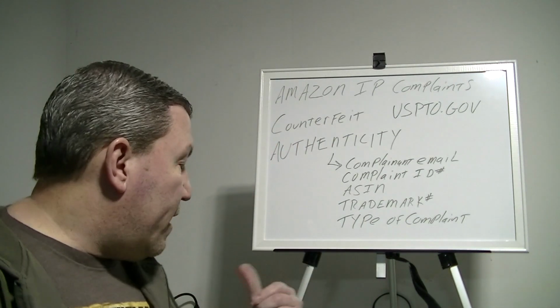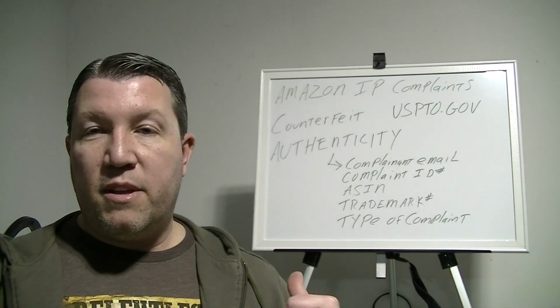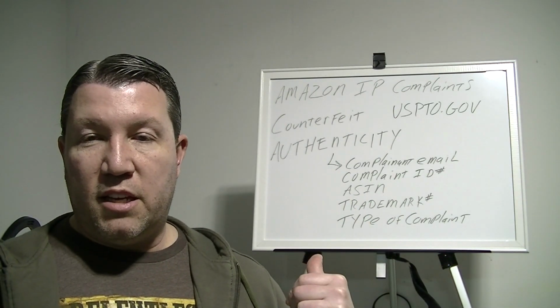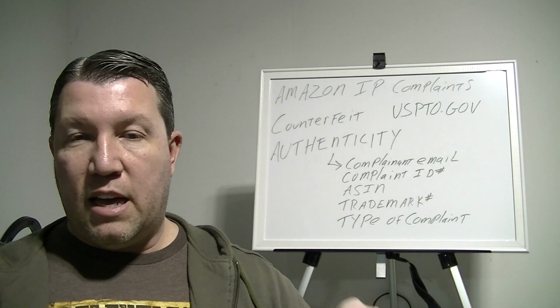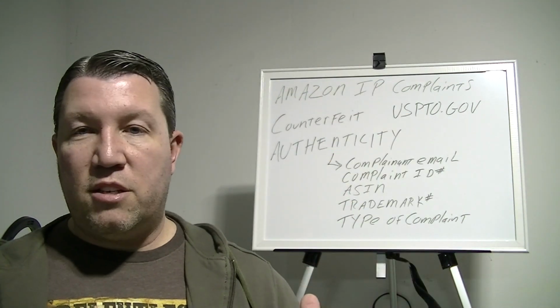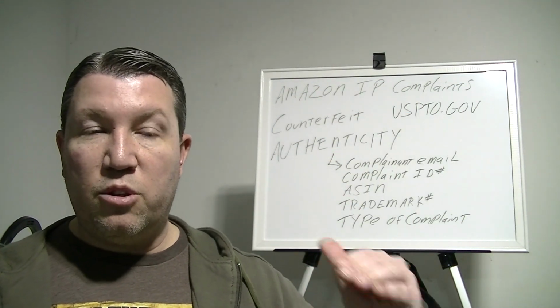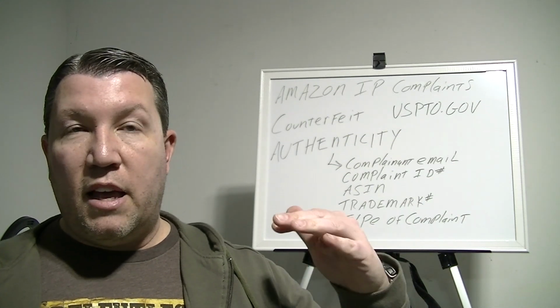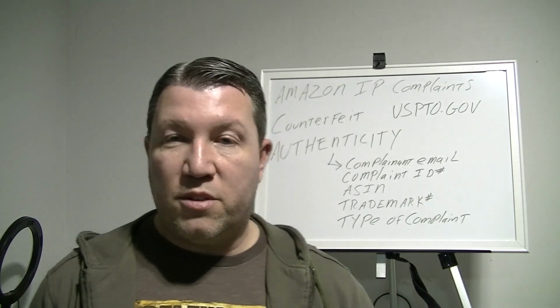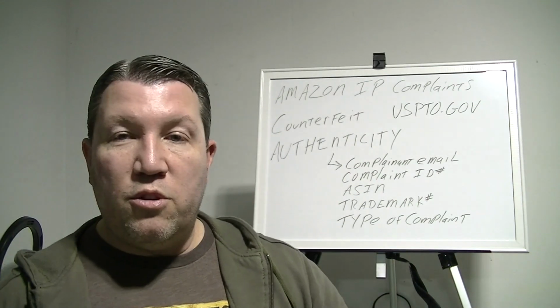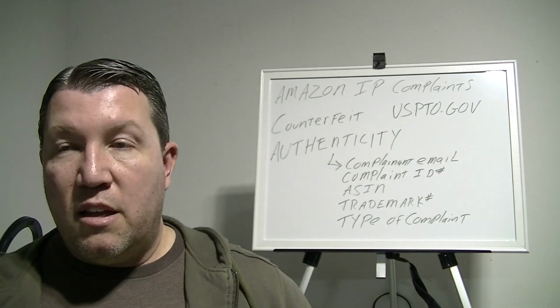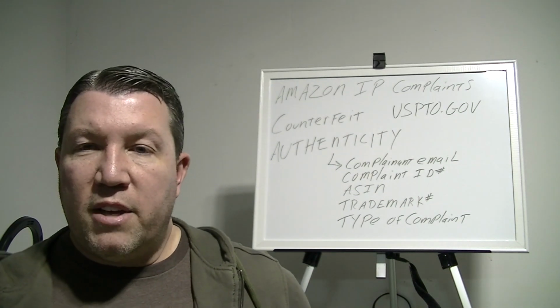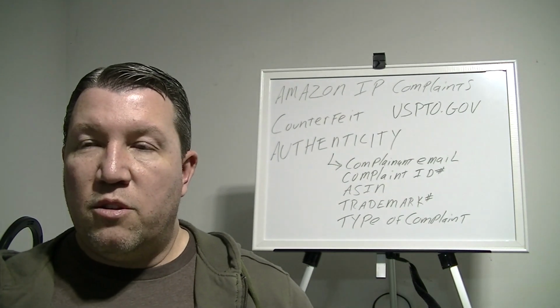So if you go to that website and you type in the trademark number from the email that you received, you'll be able to click on that and see all this information about that particular trademark, including the person who has the trademark rights, okay? And sometimes there's an email or even a phone number associated with that. So you can email them and say, hey, I received this complaint on my Amazon account. Do you know anything about it?